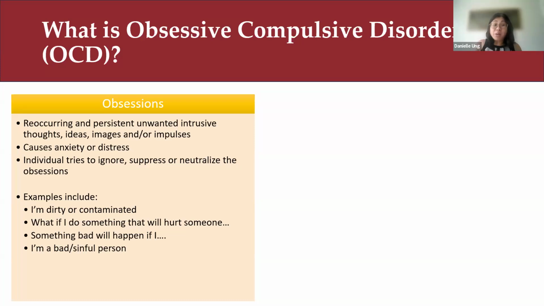That something bad will happen if I don't engage in a certain behavior, which we'll talk about with the compulsions. Or often this feeling of I'm a bad or sinful person, that there's something wrong with me, and often needing to atone for that. Now, I want everyone to keep in mind here that most people have intrusive thoughts. We sometimes have hundreds of intrusive thoughts in a day. The difference with obsessions is that oftentimes it's the value that we place on these thoughts.